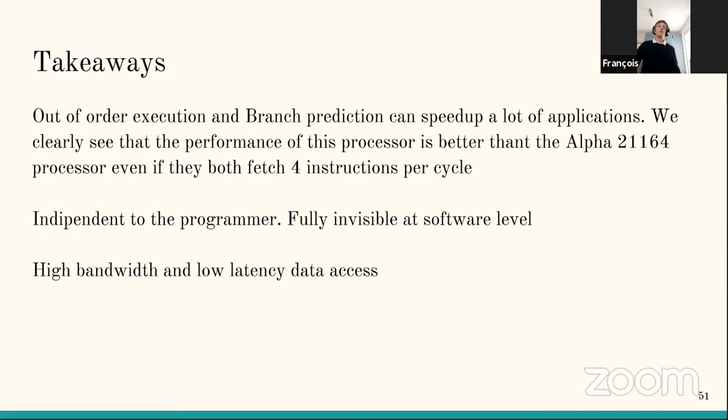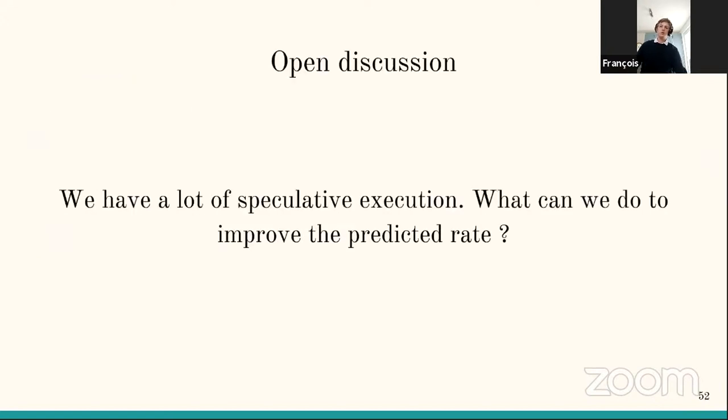So let's move now to the takeaway. Out-of-order execution and branch prediction can speed up a lot of applications. And we see this in the performance of the Alpha 21264. We see that it's better than the Alpha 21164 processor. And all these mechanisms are invisible to the programmer. And these are high bandwidth and low latency data access. So these are the takeaways. And now we can move to the open discussion.